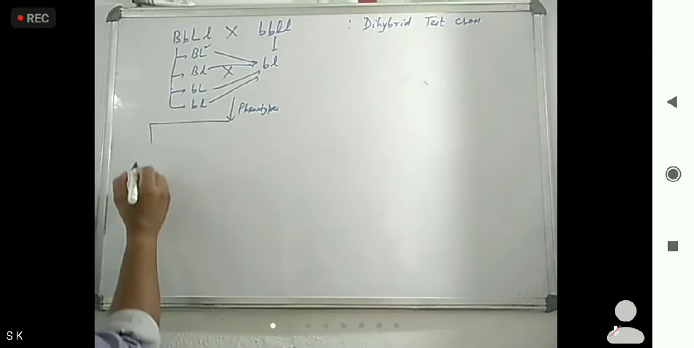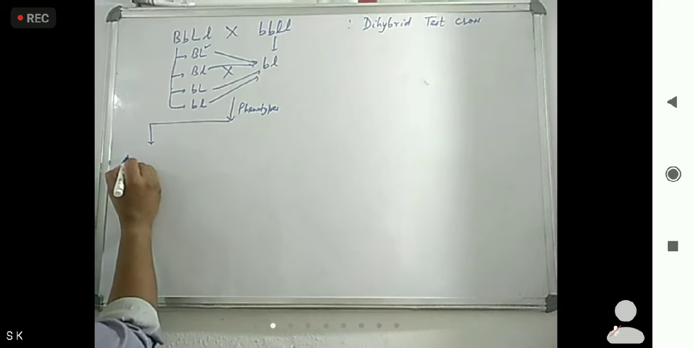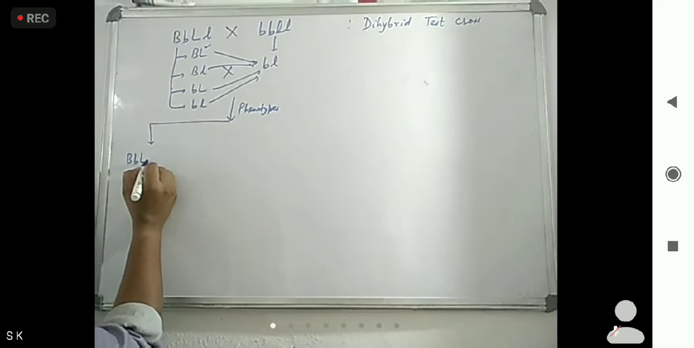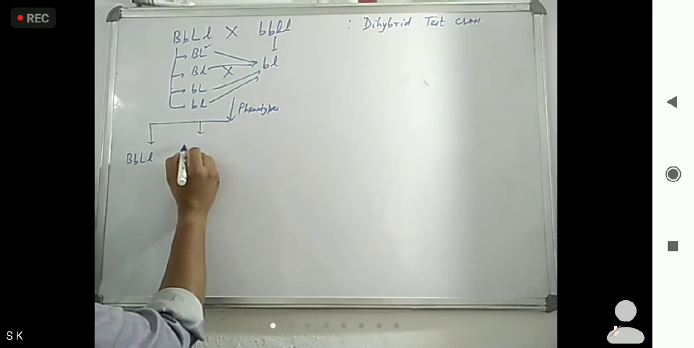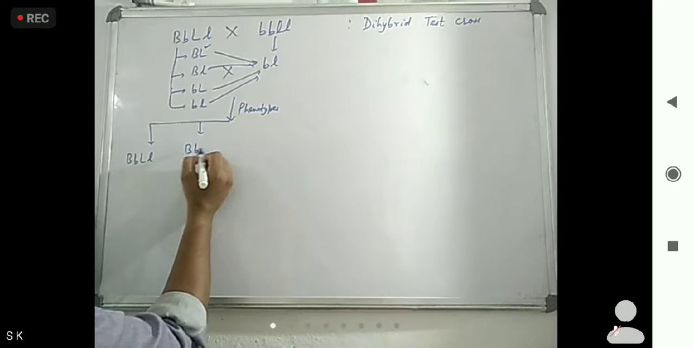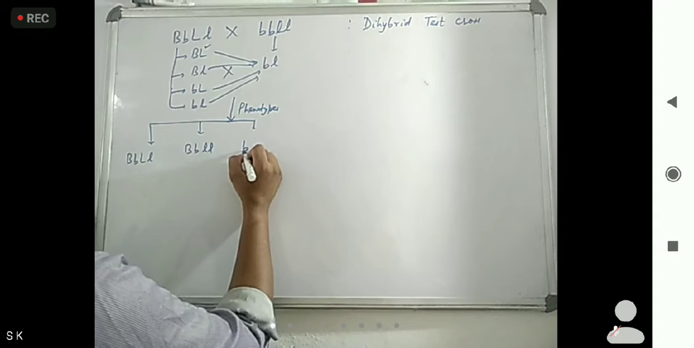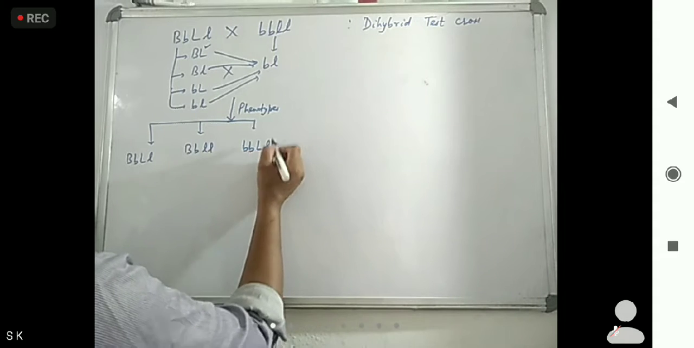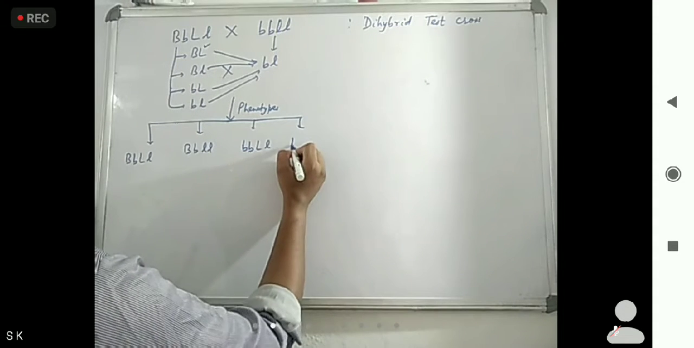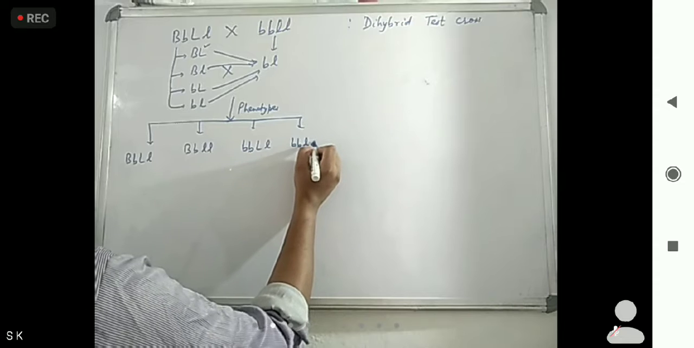This one, two, three, and four types. So first will be capital B, small b, capital L, small l. Second, capital B, small l, small l. Third, small b, capital L, small l. And fourth, small b, small l, small l.